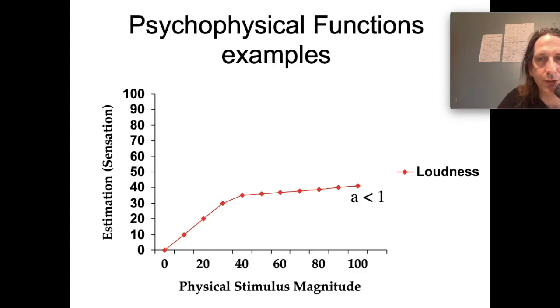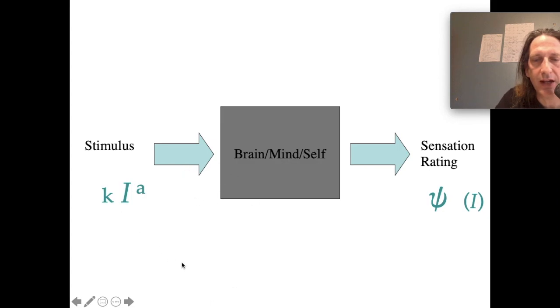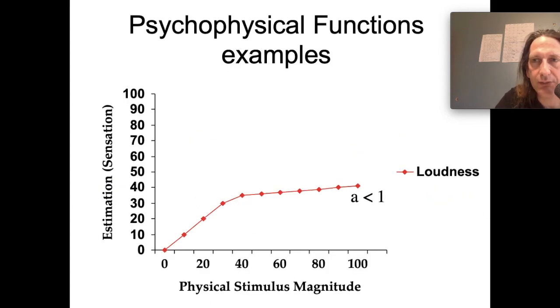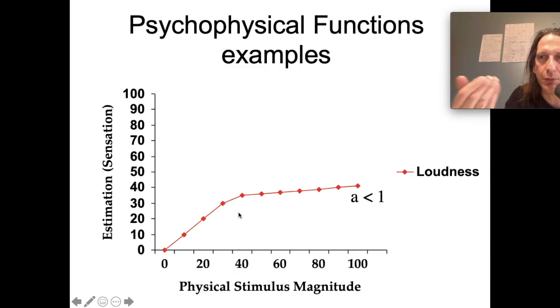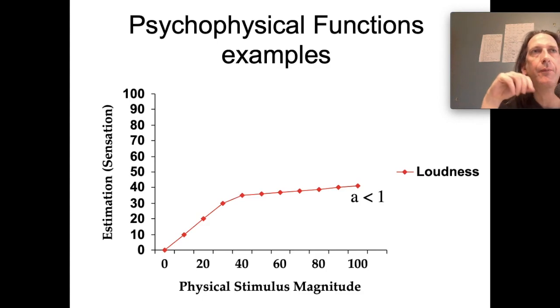So let's look at some examples. Let's look at loudness. For loudness, if you conduct this experiment, you find that the exponent A is less than 1. And what this means is that when I increase the volume, to start with, your estimation of it increases quite rapidly. But after a certain point, I have to massively ramp up the volume for you to perceive any increase in loudness. If you like, it's kind of diminishing returns. And we know this is true for loudness. You're very sensitive to small changes at low volumes, but at loud volumes, you need massive changes in order to detect any difference.